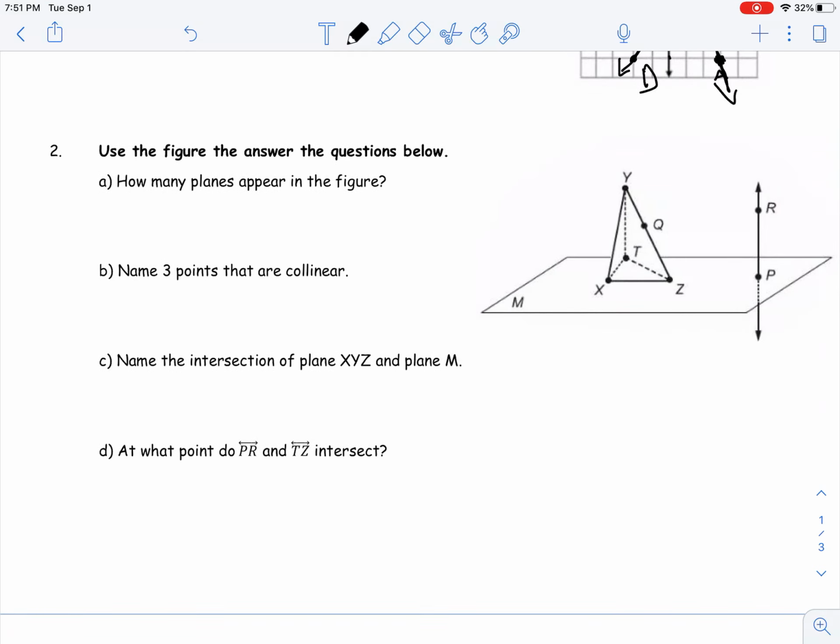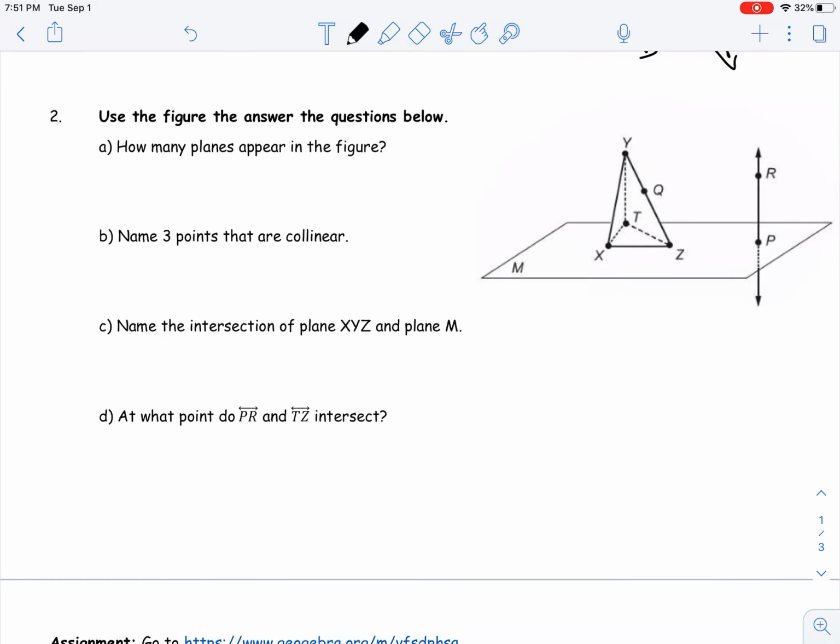Number 2. Use the figure to answer the questions below. How many planes appear in the figure? So when we're talking about planes, remember we need 3 points. For what I see, I'm going to try my best to shade these so maybe it can be seen a little bit easier. I'm seeing this all as one plane right here. I think we would call that plane M. But that I would consider to be a plane. So that's one. Another one that I see is the front side of this triangle.